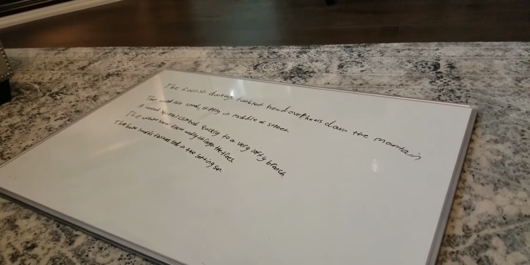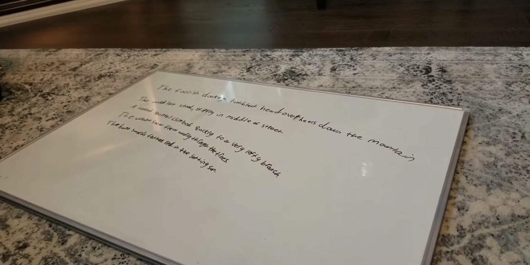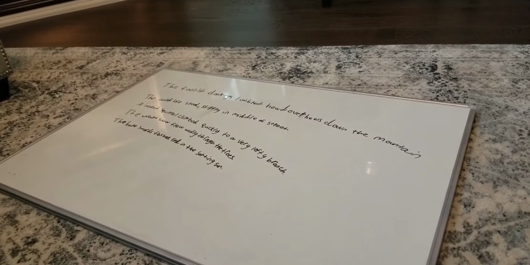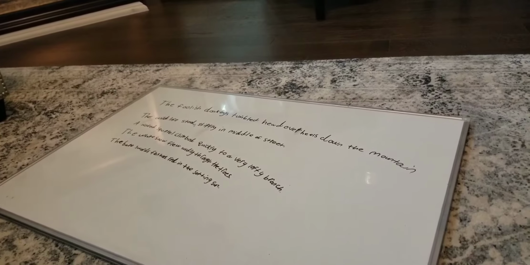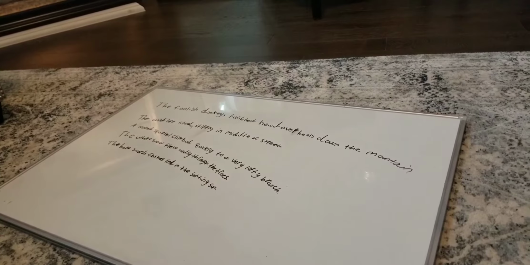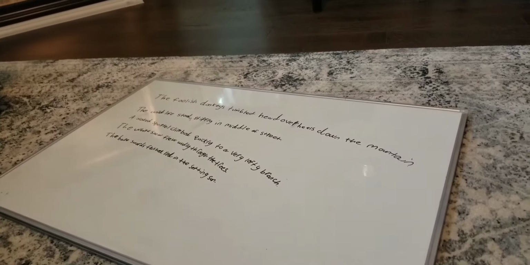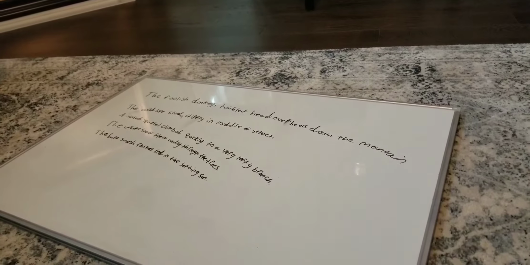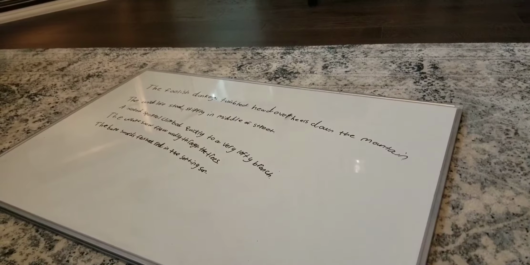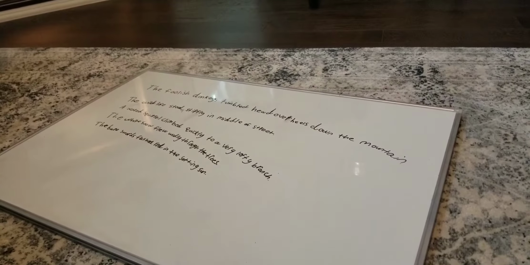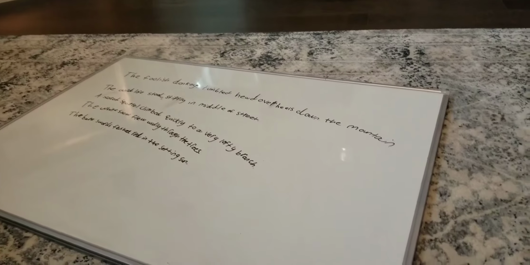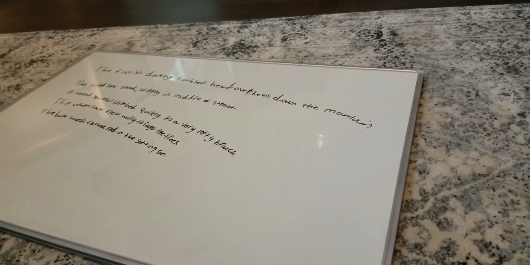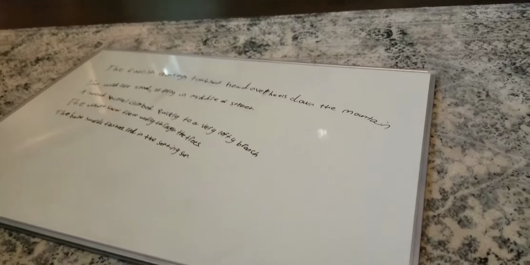So I want you to look at the first sentence. The foolish donkeys tumbled head over heels down the mountain. That sentence tells you a few things. It tells you what kind of donkey, foolish, right? How the donkey tumbled, head over heels. And where it tumbled, down the mountainside or down the mountain. So this is a very good sentence.